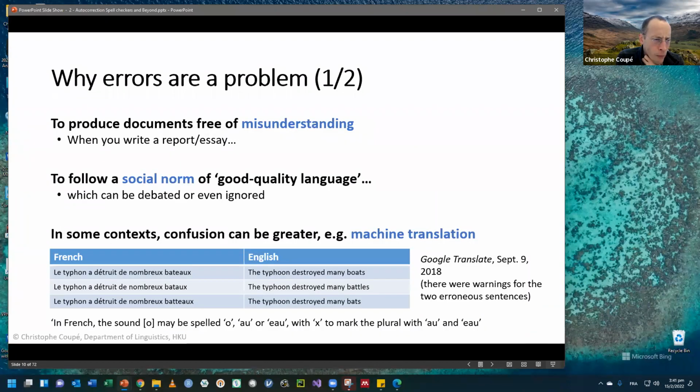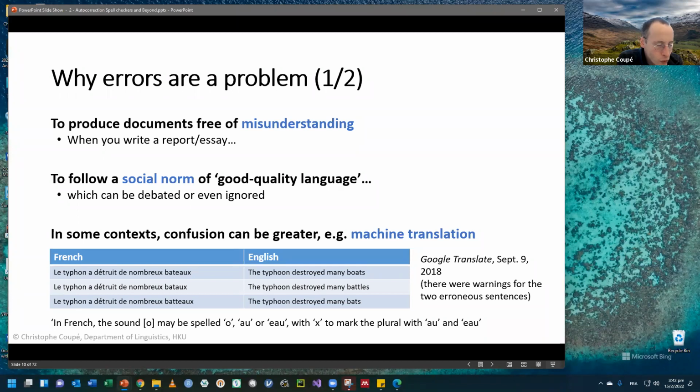So why are errors a problem? If you write a report, if you write an essay, you want to produce a document which is free of misunderstanding, which looks nice. So first you want to avoid misunderstanding. If you make errors, that may create confusion, and that's not a good thing. If I give you a manual about how a nuclear plant works, because you are going to be employed in a nuclear plant, you don't want to read a manual full of mistakes. That is going to be distracting, and you don't want to be distracted when you learn how a nuclear plant works.